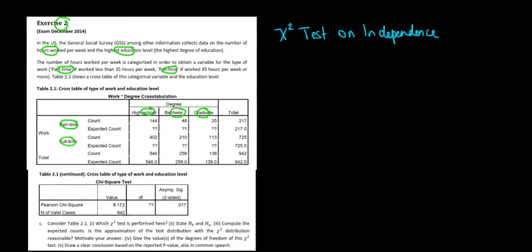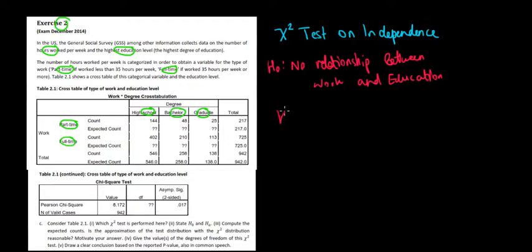And now the hypotheses are that there's no relationship between the work and the education, so between the work hours and education level. I'm just writing it a bit shorter. And the alternative should be the opposite, that there is an actual relationship between these two variables. So there is a relationship between these two variables.